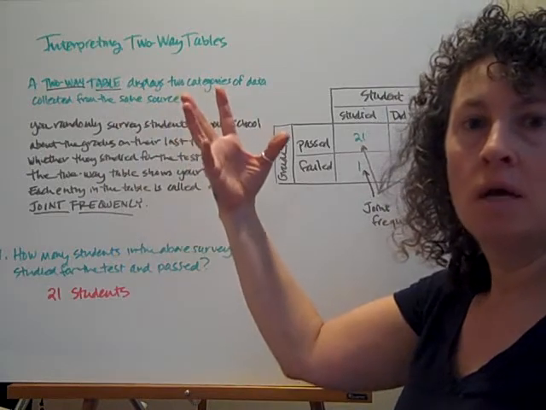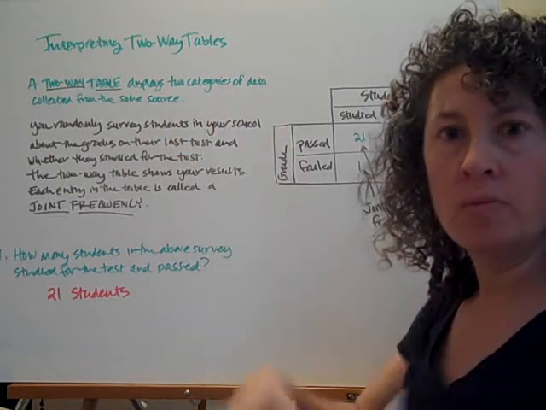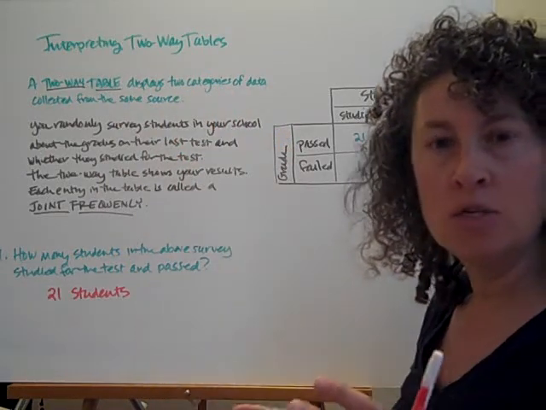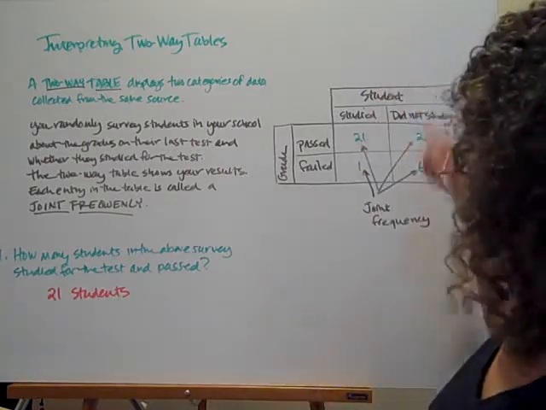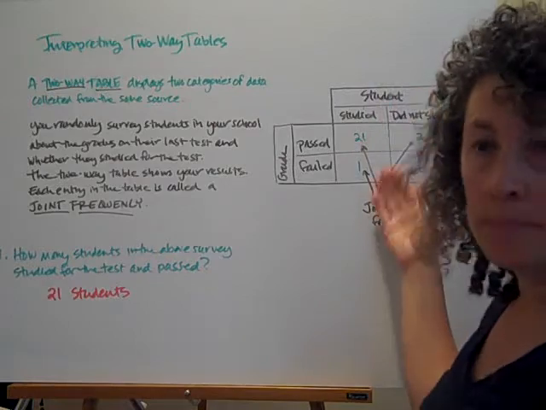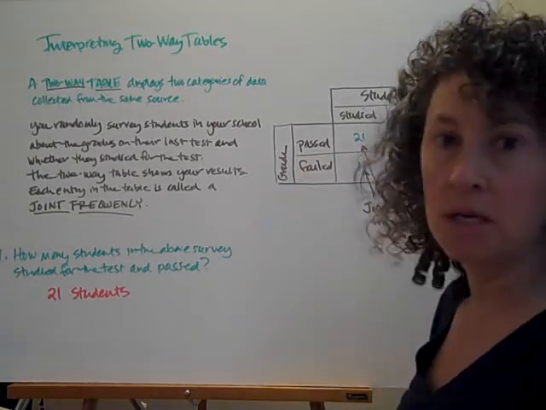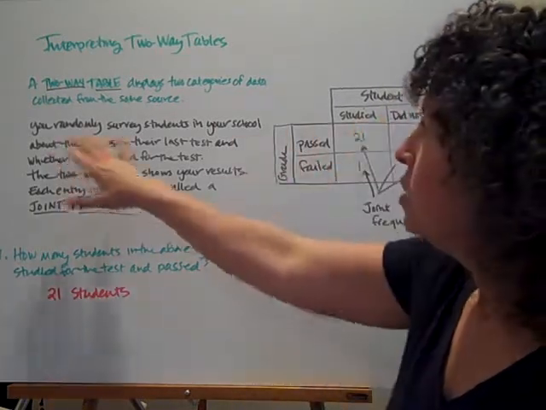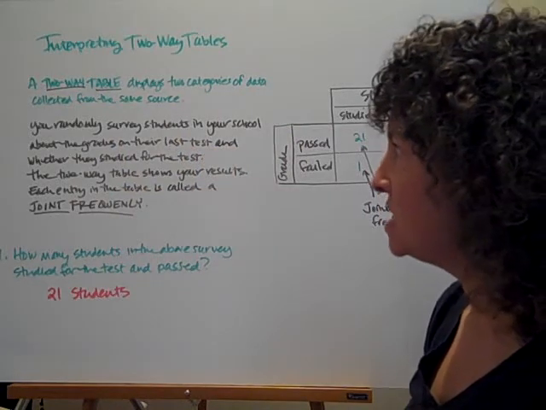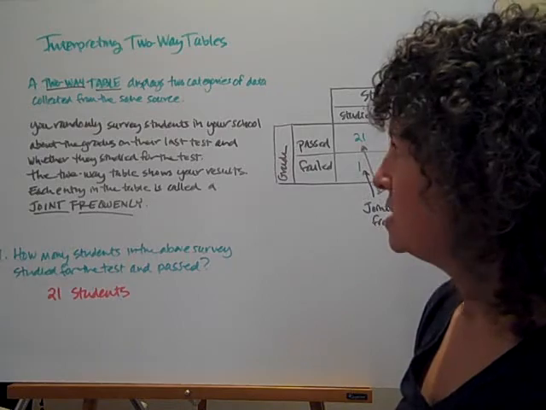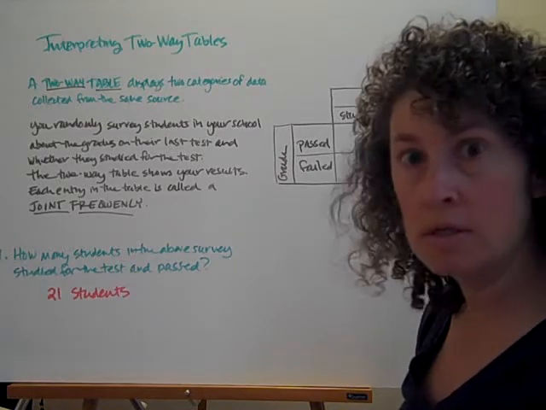So I've asked a group of people some information, and I'm combining it into an organized fashion in two different parts. So you'll see that we're looking at the table vertically, and we're going to look at it horizontally. So this table, you randomly survey students in your school about the grades on their last test and whether they studied for the test. The two-way table shows your results.